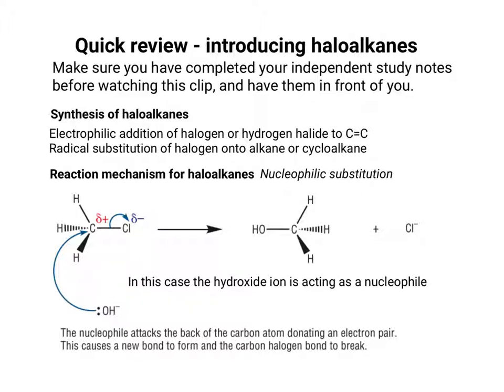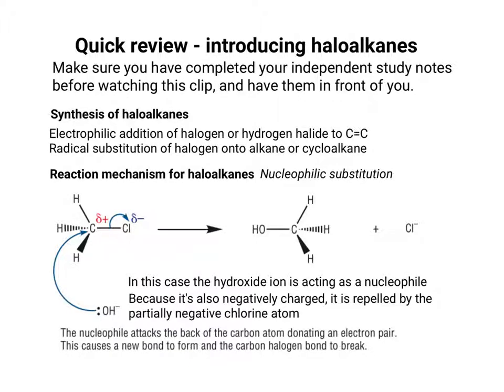So in this case, the hydroxide ion is acting as a nucleophile. And because it's also negatively charged, it's repelled by the partially negative chlorine atom. Like it says, it attacks through the back of the carbon rather than coming around from the front. So you can see the curly arrow points around the back of the carbon. Don't forget you need your dipoles to get marks in this as well, and you need the correct products, including the chloride ion that's been substituted.